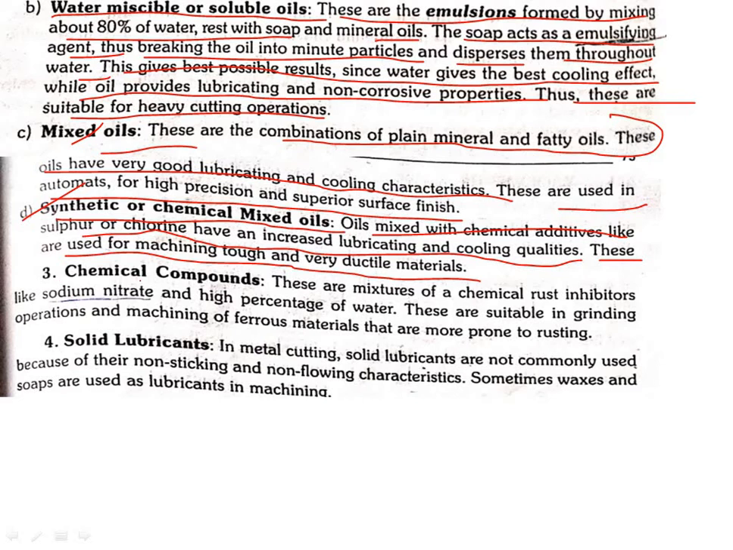Next comes the third one, that is chemical compounds. These are a mixture of chemical rust inhibitors like sodium nitrate and a high percentage of water. These are suitable for grinding operations and machining of ferrous materials that are most prone to rusting.